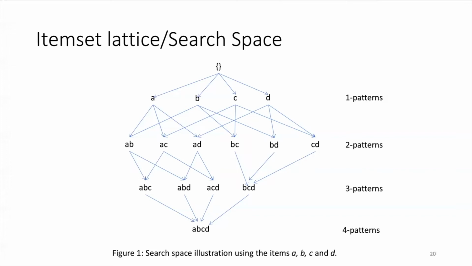This search space, that is 2 power n minus 1, is very, very large because in the real world, there are thousands of items. So in this case, our search space is going to be very, very, very huge. So how do we reduce the search space to make pattern mining practicable? That is the challenge.